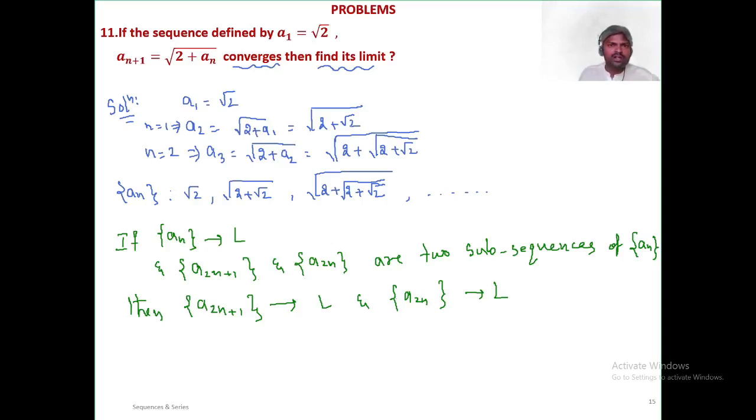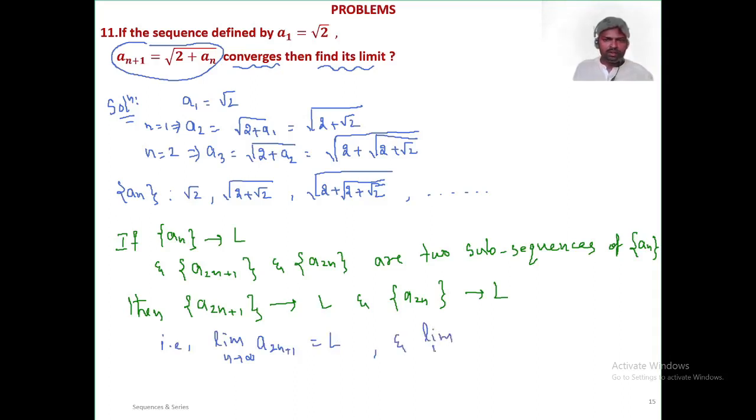Okay, by using this concept, I want to find the limit of this sequence. Let me write: limit as n tends to infinity of a2n plus 1 is L. Converging to L means the limit value is L. And limit as n tends to infinity of a2n is L. If the limit of an is L.